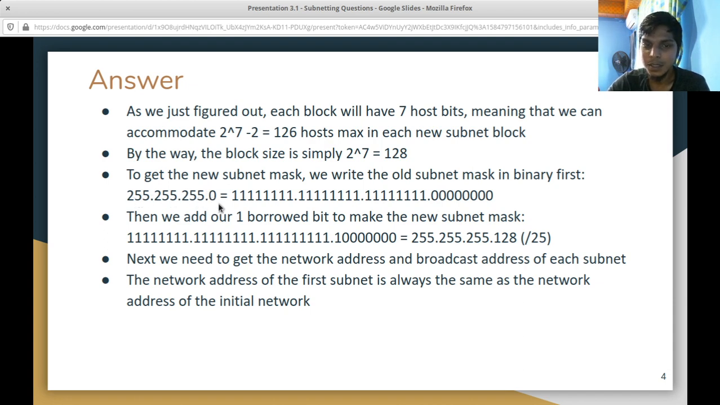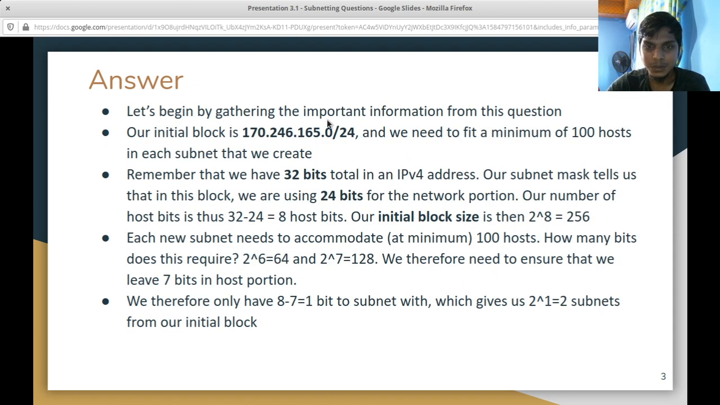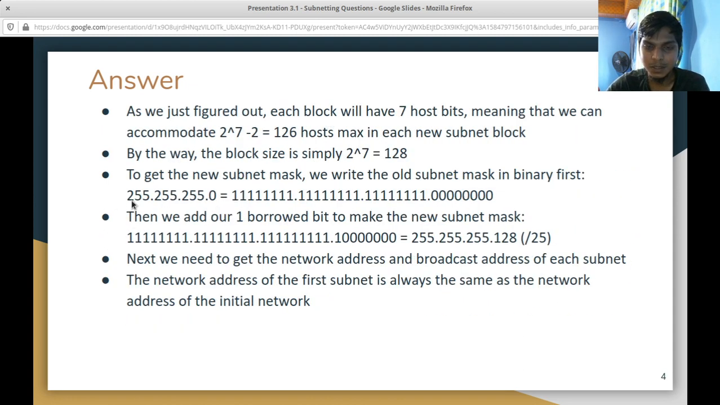255.255.255.0 is a /24. But if it's a weird address like a /27, you might not know this off the bat. So the way to convert from the CIDR notation into the decimal conversion would be to write out as many ones as you have in the slash. In this case it's a /24, so we write out 24 ones, and then we convert this into decimal, which gives us 255.255.255.0. That's just to get our initial subnet mask, the old subnet mask.